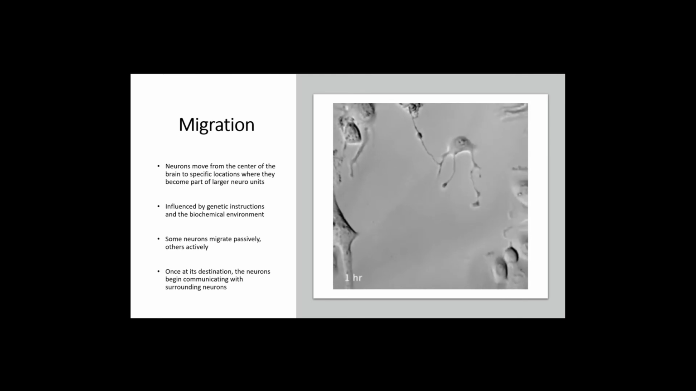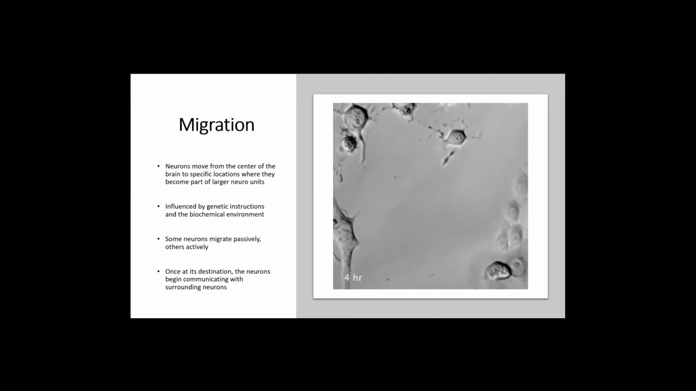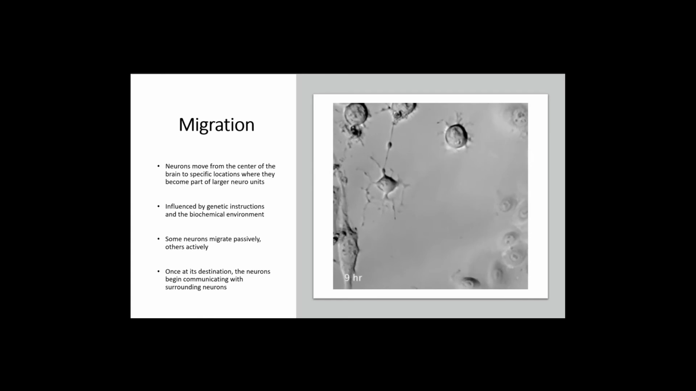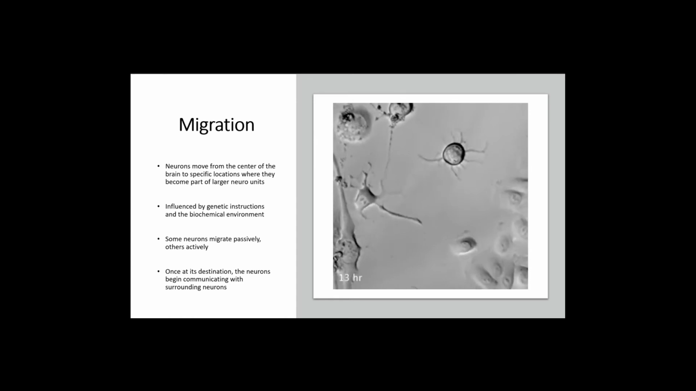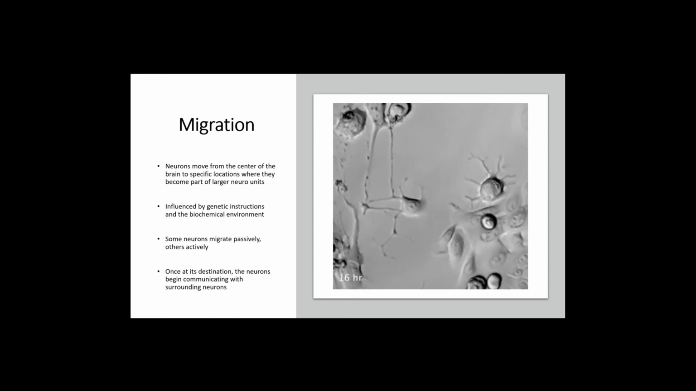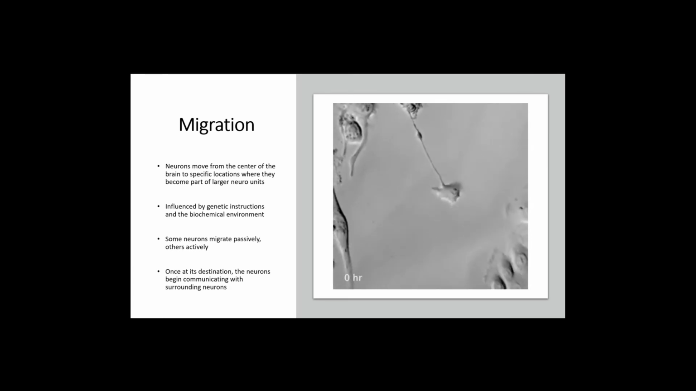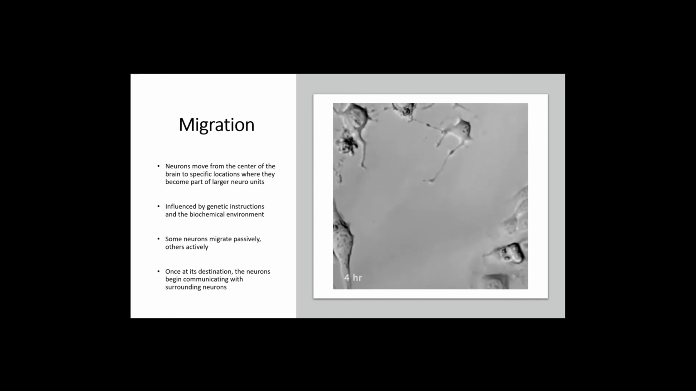Migration: neurons move from the center of the brain to specific locations where they become parts of larger neural units. They're influenced by biological instructions in the biochemical environment. Some neurons migrate passively, others actively. Once at its destination, a neuron begins communicating with surrounding neurons. So migration is pretty straightforward: moving from one place to another. Because each of these neurons has genetic instructions, they know where to go. And once they get there, they start forming connections with other neurons, because it's not just pockets of neurons, it's the communication. These brain networks begin to develop.